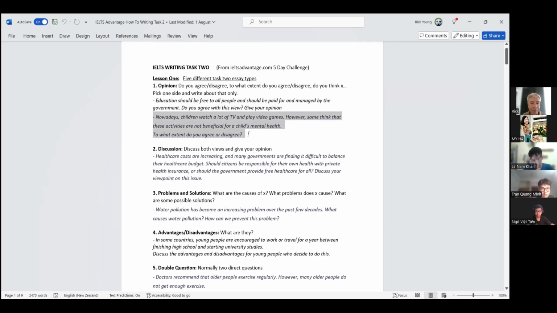Quang Ming, can you please read this question, number 2? Nowadays, children watch a lot of TV and play video games. However, some think that these activities are not beneficial for a child's mental health. To what extent do you agree or disagree? Okay, good reading, Quang Ming. So everyone remember, to what extent just means how much do you agree or disagree? Do you agree or disagree very strongly? Or do you agree or disagree just a little bit? To what extent just means how strongly do you agree or disagree?